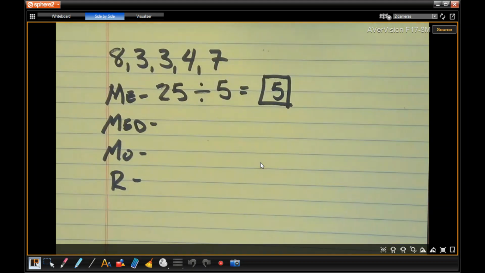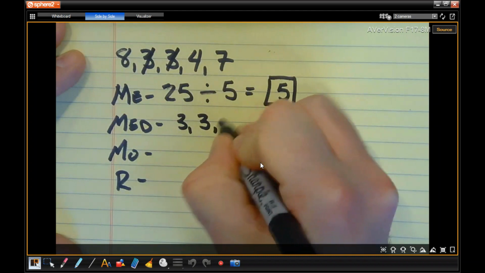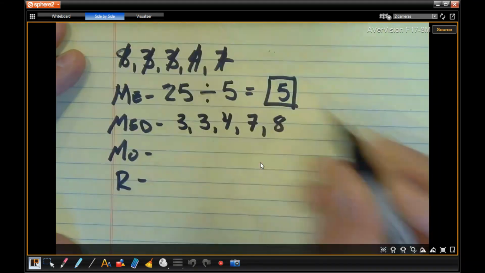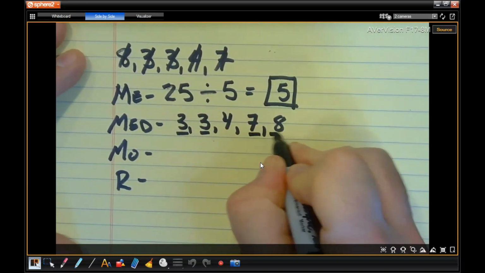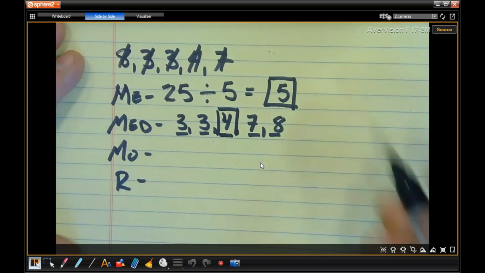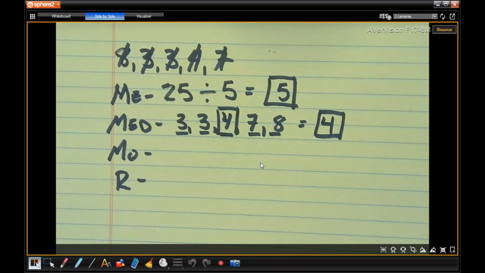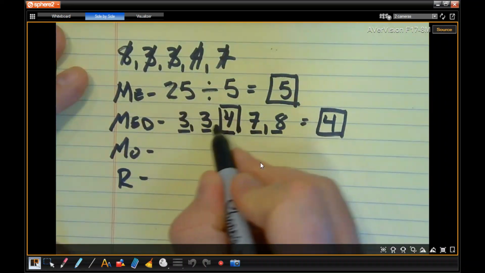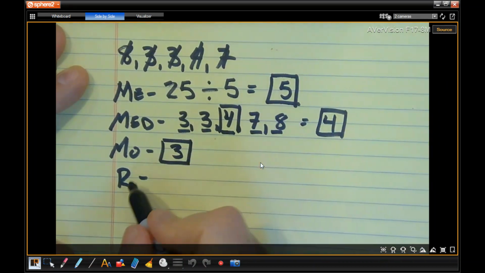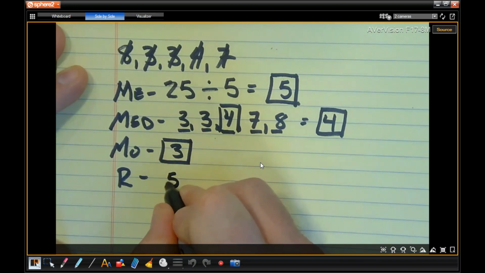So let's talk about our median. Let's put them in order: 3, 3, 4, 7, 8. Clearly we have 5 pieces of info. 4 is our median, because it is in the middle. And our mode, we can see, is 3. It's happening the most. And our range, smallest to largest, 8 minus 3 is 5.